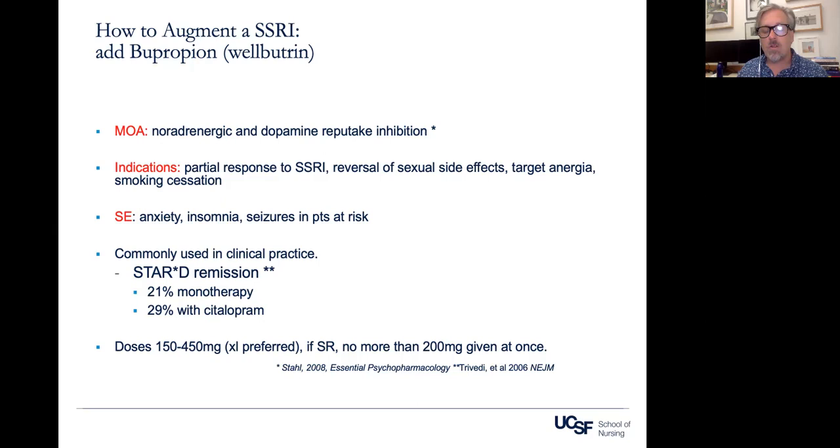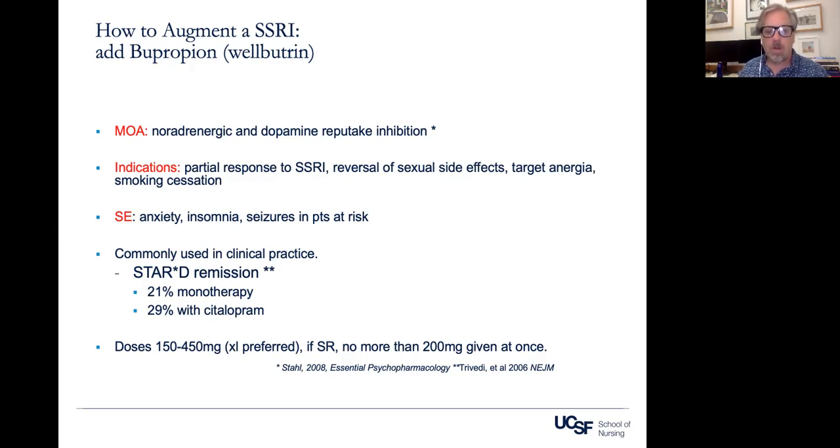The other common use of this drug is if somebody is on an SSRI, they're getting benefit from it, but they're having sexual dysfunction such as inability to orgasm or lack of libido, we may add bupropion as an antidote to that. And specifically for targeting low energy, because this norepinephrine reuptake inhibition tends to be somewhat energizing. And of course, we also use it for smoking cessation.